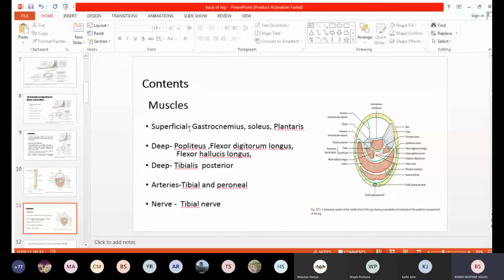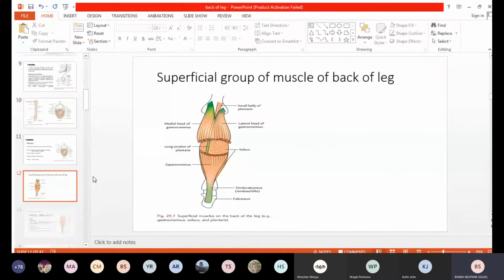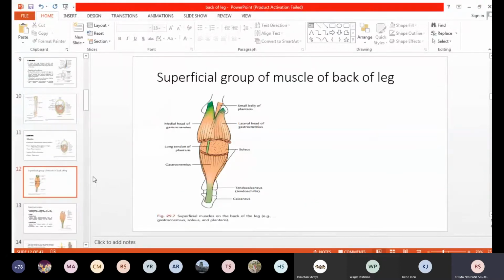So the superficial group of muscles are the gastrocnemius, plantaris and the soleus. Along with them, the deep group of muscles: popliteus, flexor digitorum longus and the flexor hallucis longus. And the deepest group is the tibialis posterior. The arteries are the posterior tibial and the peroneal, and the nerve of this compartment is the tibial nerve. So moving towards the superficial group of muscles of the back of the leg.